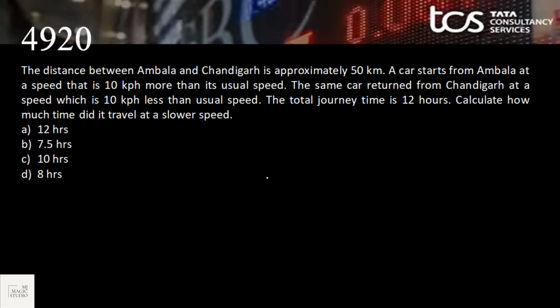On to the last example of this session. The distance between Ambala and Chandigarh is approximately 50 kilometers. A car starts from Ambala at a speed of 10 km per hour more than the usual speed. That means S plus 10. The same car returned from Chandigarh at a speed which is 10 km less than the usual speed, S minus 10. The total journey time is 12 hours.